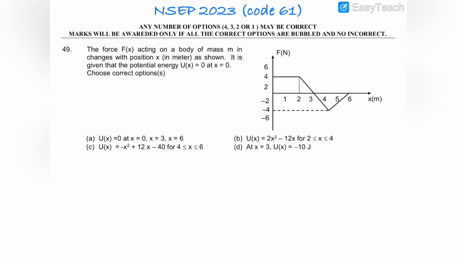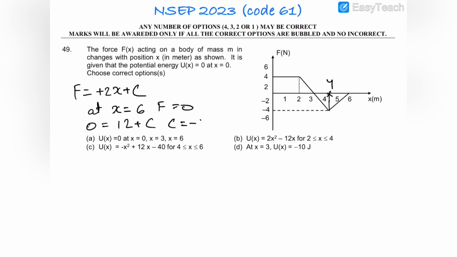So the function of F would have a positive slope, and the slope of this function would be 2, so plus 2x plus c, and at x equal to 6, F is 0, so 0 is equal to 12 plus c, so c is equal to minus 12. So F is equal to 2x minus 12.